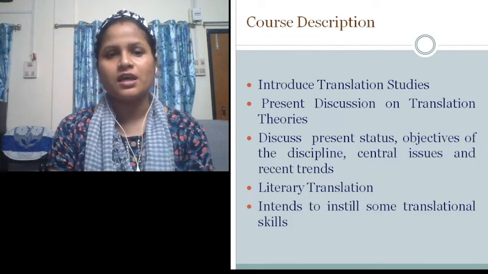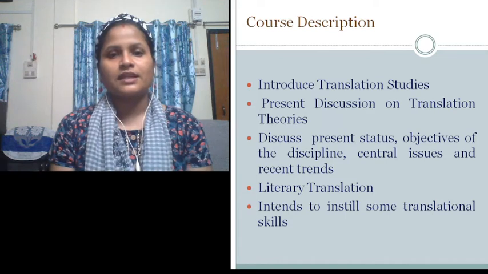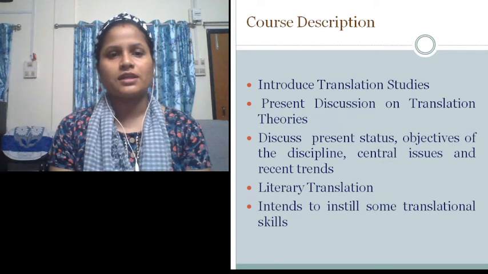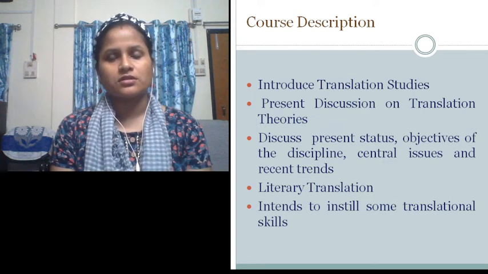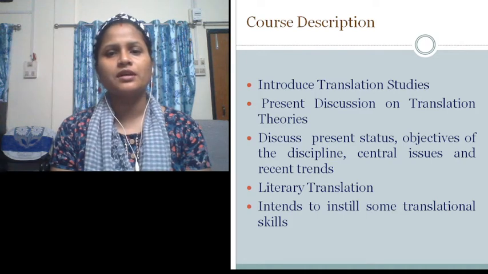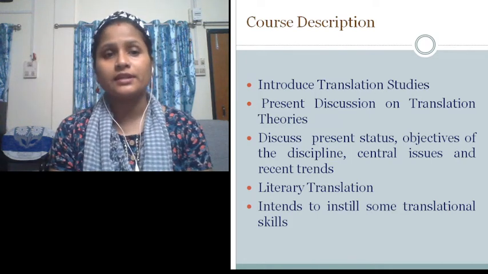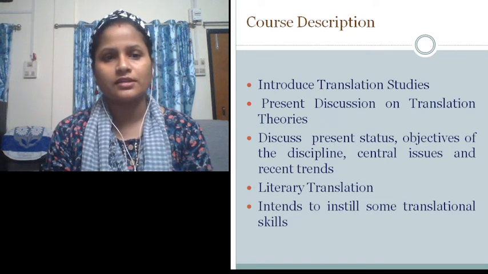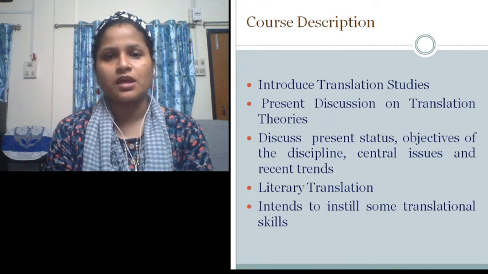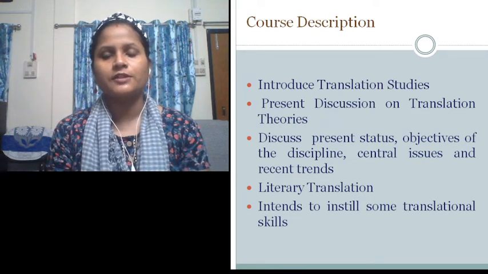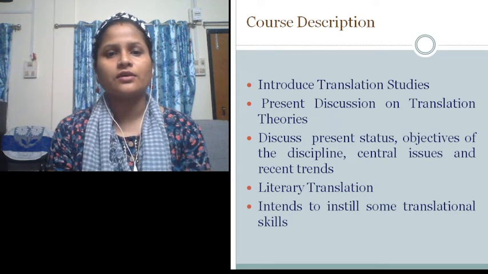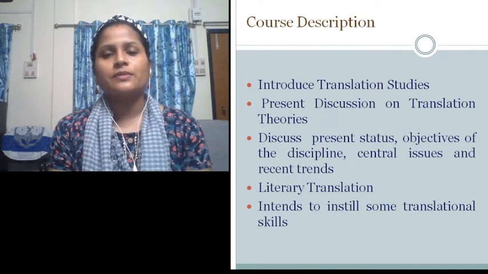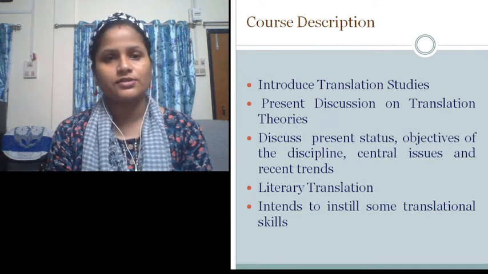within a particular language. We can rephrase it, and it can be even intersemiotic translation, where we can change the medium. For example, a translation from a verbal content to maybe a written text. So in this way, translation is basically 3 types: intralingual, interlingual, and intersemiotic. So all those 3 aspects will be covered here, and that's how we are going to introduce translation studies as a domain. And then this course will present a discussion on translation theories.